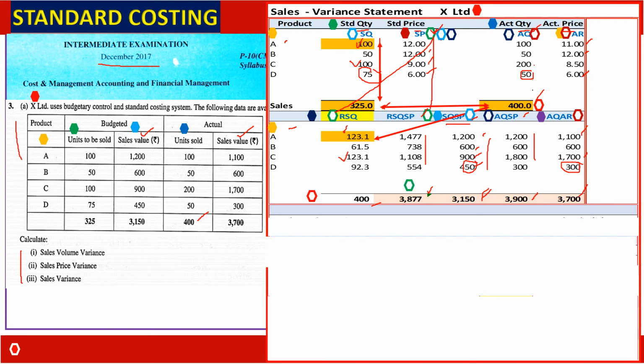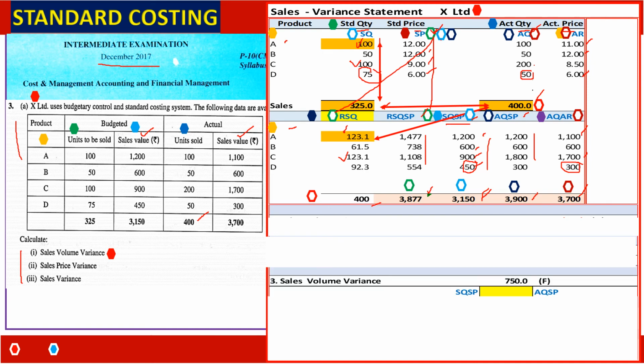Once we derive these 5 and identify the values of these 4 columns, it is a matter of cumulatively moving from one column to the other and taking out the values for value analysis. We have put the totals. Now let us come back to the question. Calculate sales volume. Sales volume refers to quantity. Let us just see what is sales volume. SQSP minus AQSP, where SP is common.